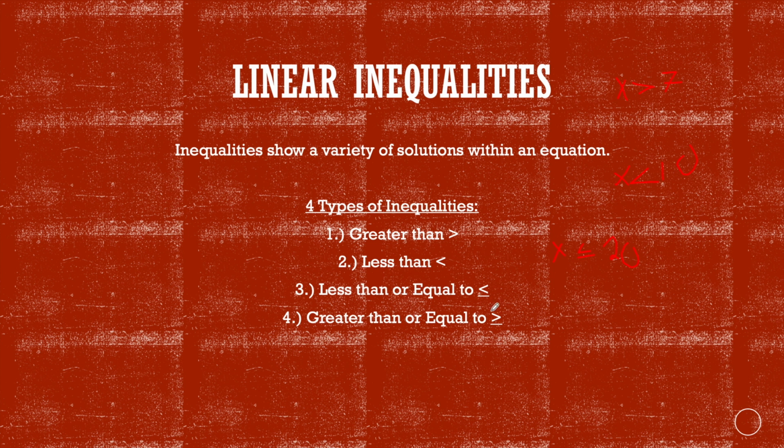So as you can see, the symbol is flipped around. So anything to the left of this symbol is greater than anything to the right of this symbol. So if x is greater than or equal to 20, you would simply flip this symbol around.